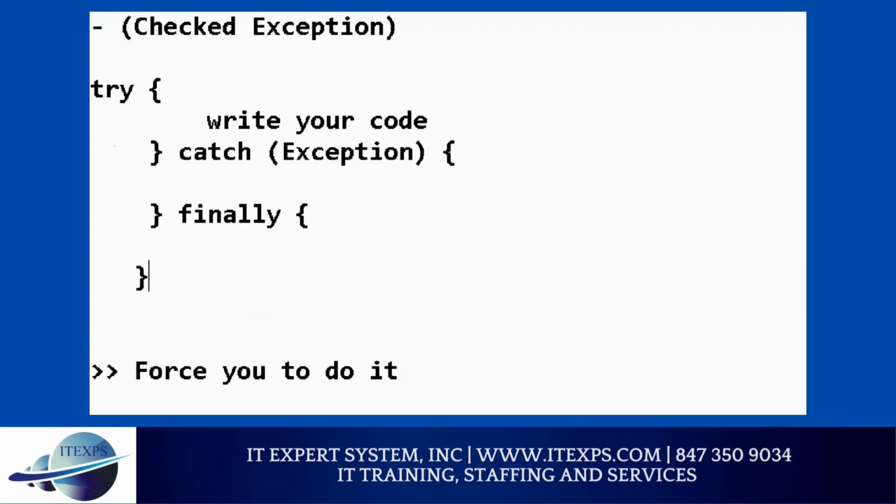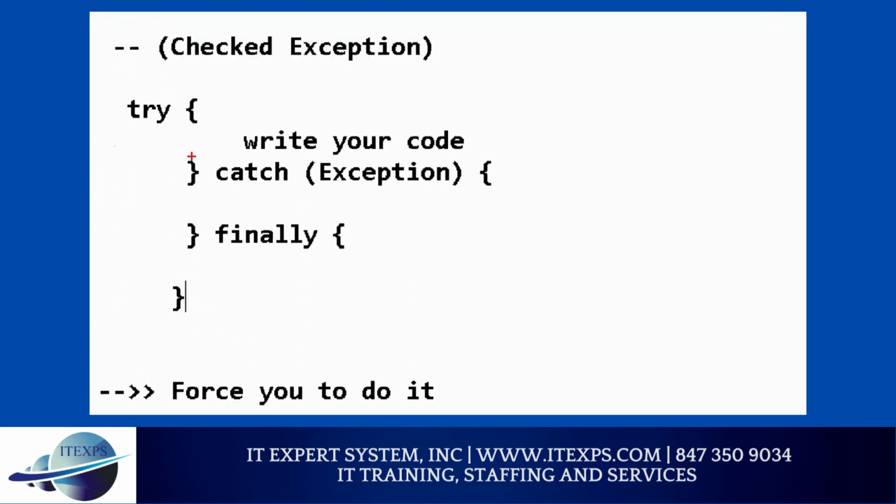So there is a three-step approach. There are nine questions people ask. I'm going to cover all nine questions, and if you do it, guaranteed the interview will go very well. So first of all, for a checked exception, you have to do this thing. Try. And you write the code. For example, if you are going to do a file operation, which we are going to do in a few minutes, Java says, wait a minute.